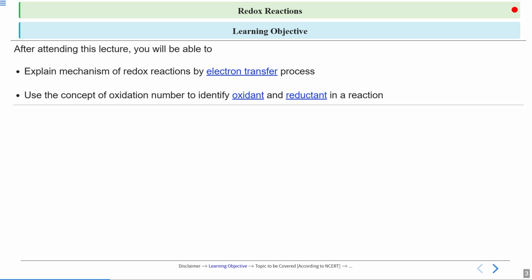The next one is that you will be able to use the concept of oxidation number to identify the oxidant and reductant in a reaction. That means that you will be able to see that there would be the change in the oxidation number in the product with respect to the reactant. What you will find there? You will find that which particular species has been oxidized, that would be considered as a reductant, and which particular species has been reduced, that would be considered as an oxidant. So we will be understanding this in detail.